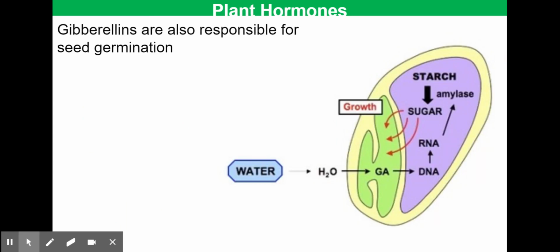Gibberellins are also responsible for other processes such as seed germination. So, for example, when a seed absorbs water, this activates the embryo, and the activated embryo will start to produce gibberellin. Gibberellin will then stimulate the production of different enzymes, such as amylase, which will ultimately break down food stores. So in the case of amylase, as hopefully you're already aware, that will break down starch into glucose. That glucose will then be used by the plant for respiration, protein synthesis, and such like as it starts to grow.